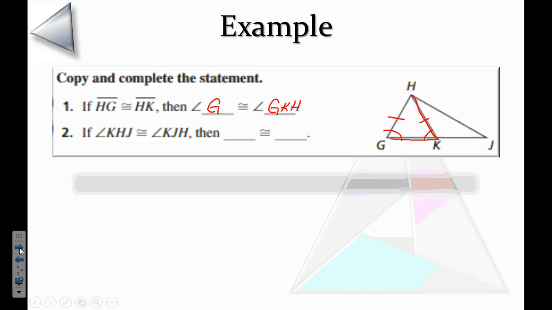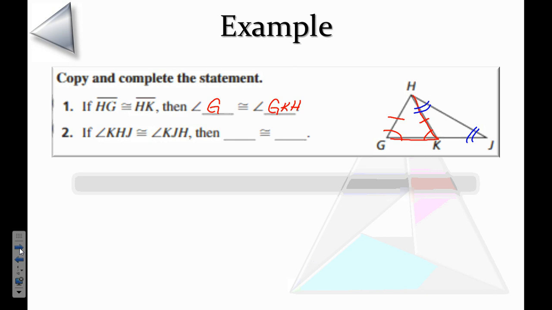Likewise, they can give me an angle measure. Notice they use a 3-letter combo here, KHJ, because there's more than one angle H. Angle KHJ is congruent to KJH. They could have gotten by with just calling this angle J. So these 2 angles are congruent.